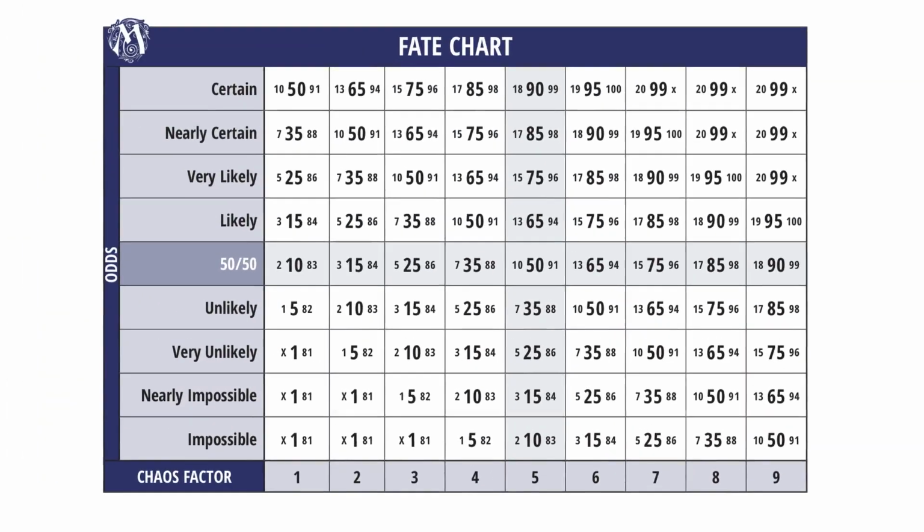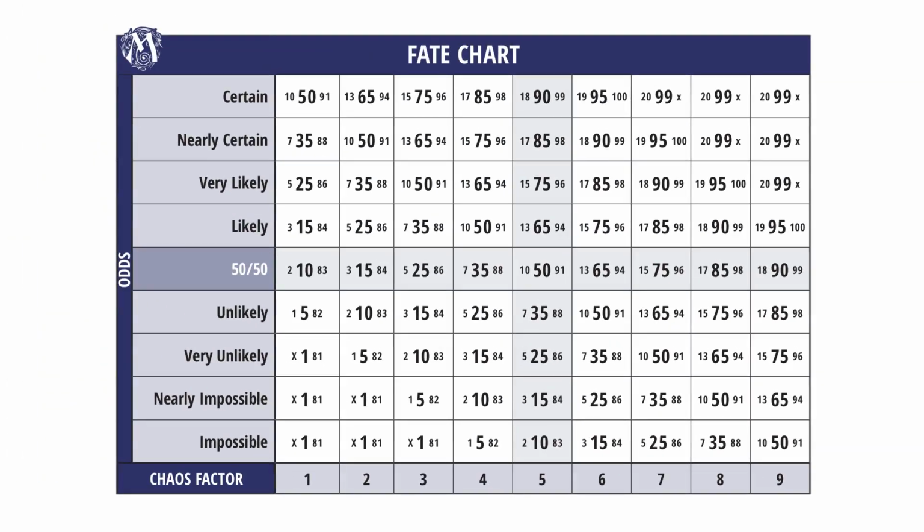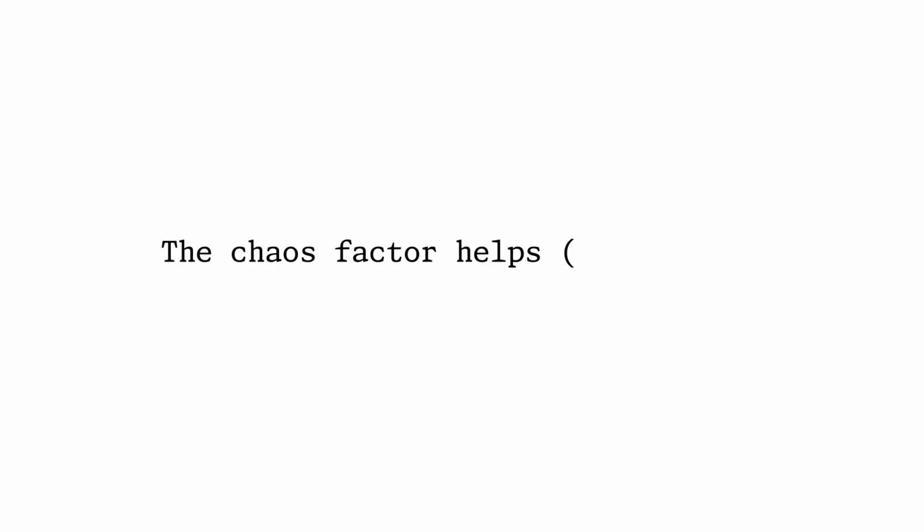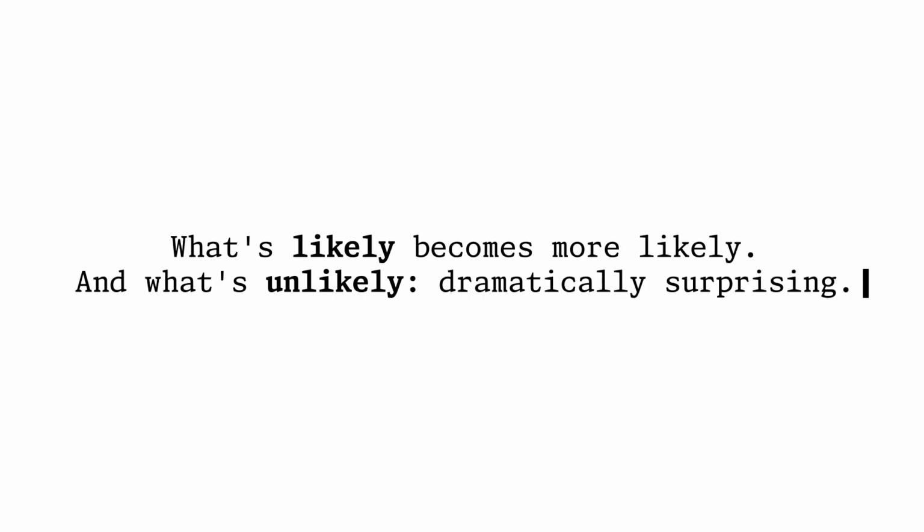When rolling on your narrative, there is value in looking first at the extreme ends of the fate chart. One lesson I should stress is how the chaos factor at the extreme sides actually helps, because it makes what's likely more likely and what's unlikely dramatically surprising, which is what you want from a narrative. So high odds plus high chaos means that the world is wildly helping you. Exceptional yeses become common. No is nearly gone.